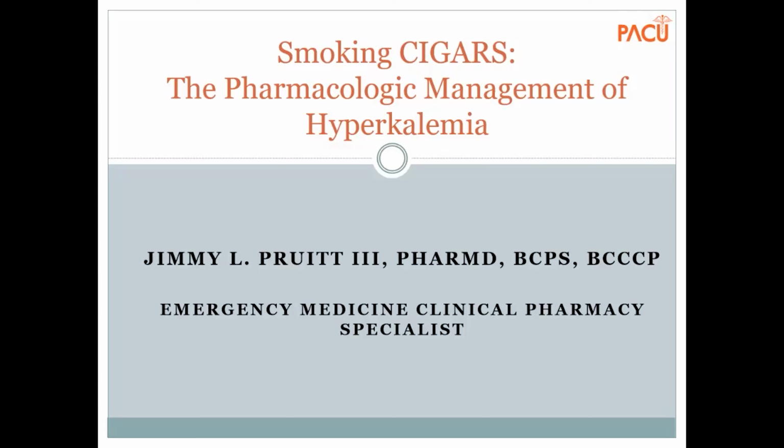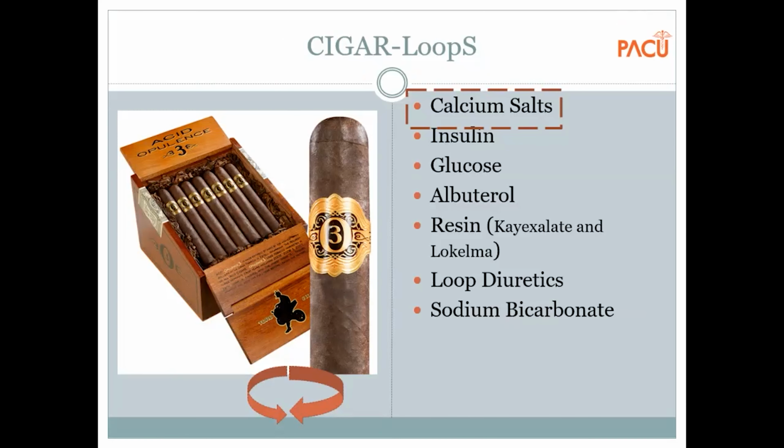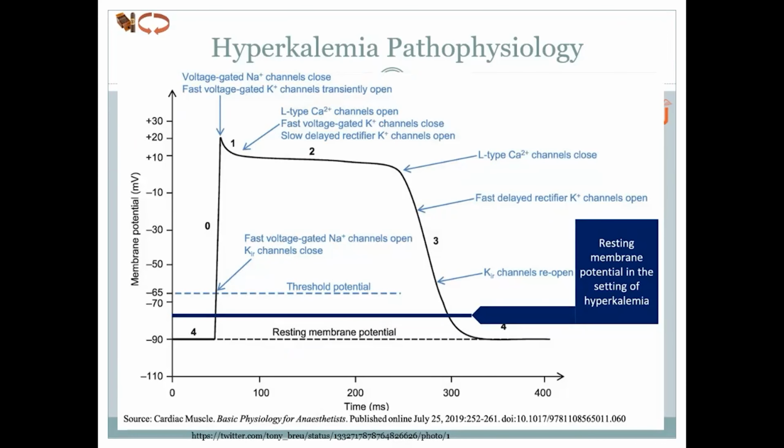Today I'm going to be talking about calcium and its use in hyperkalemia. A mnemonic I like to use when discussing the treatment of hyperkalemia is CIGAR LOOPS. The components are calcium salts, insulin, glucose, albuterol, resins, which include K-oxalate and Lokelma, loop diuretics, and sodium bicarbonate. But let's discuss more in particular the calcium salts today.